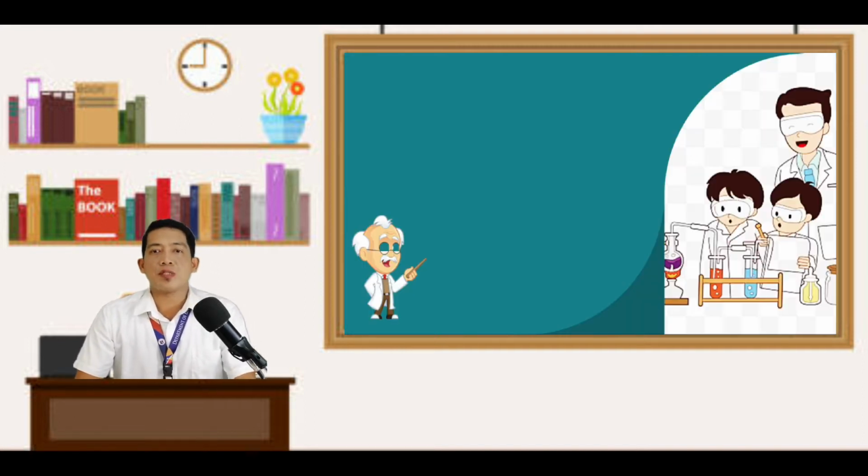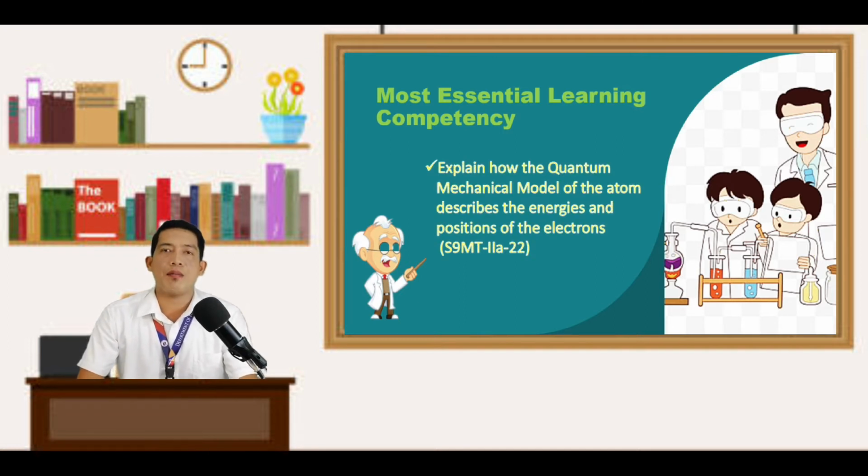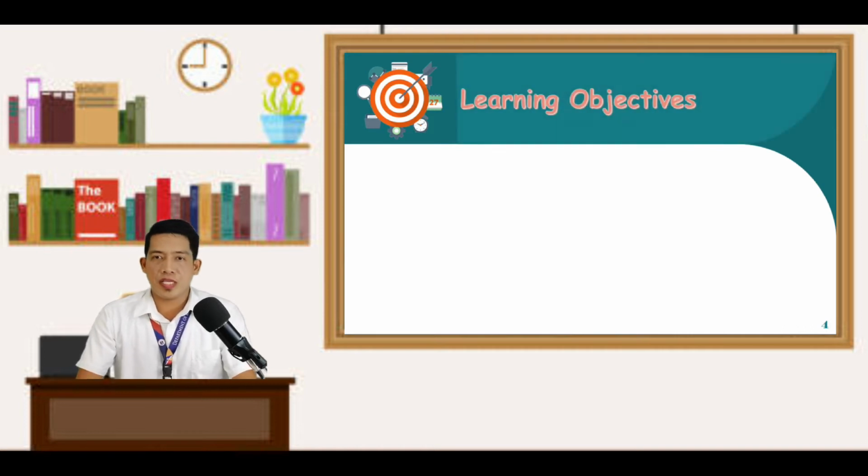Our topic for today is based on the most essential learning competencies of the Department of Education, which is to explain how the quantum mechanical model of an atom describes the energies and positions of the electrons. These are the learning objectives of today's lesson.